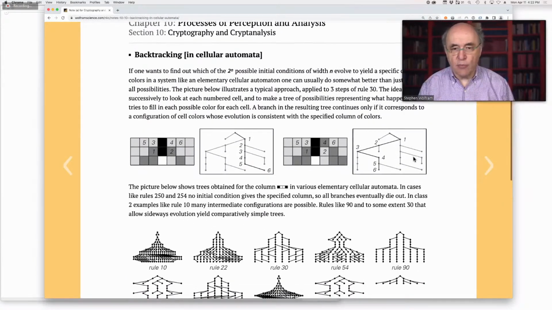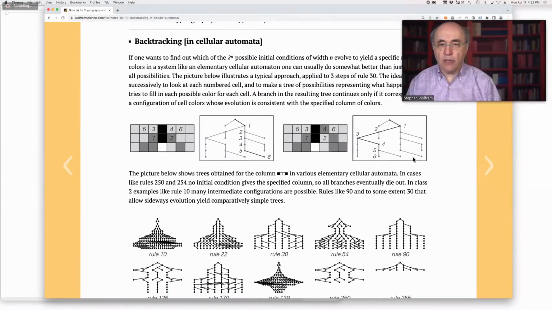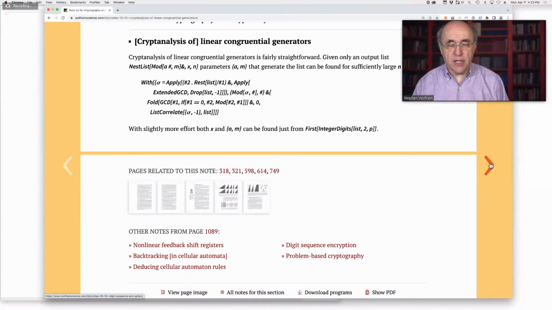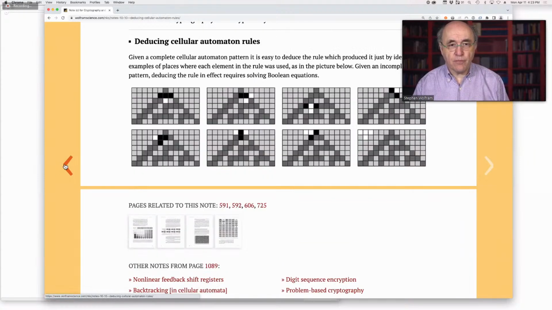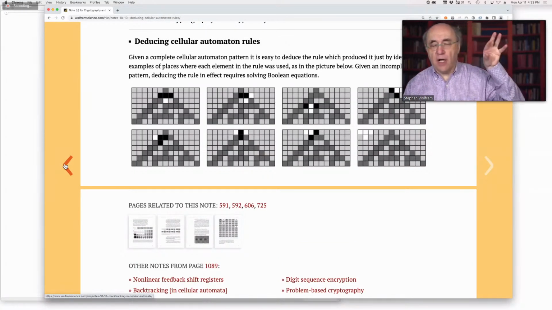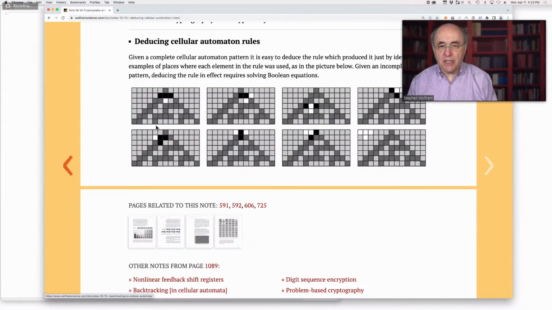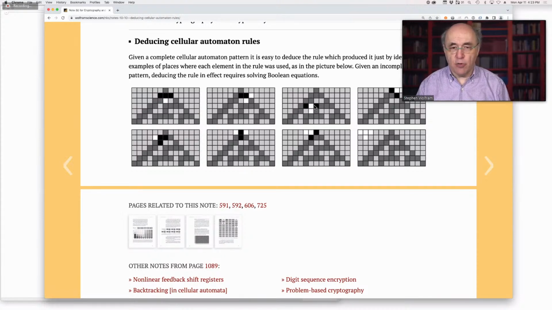Okay, this is about more technical things about how to try to do cryptanalysis in cellular automata by using backtracking. And in the end, the conclusion is it doesn't work. There's a question of deducing the rule for a cellular automaton given an array of black and white cells. If you can look precisely at every cell, it's quite easy to deduce the rule. You just have to fit the template in a few times and you'll see all the cases that occur.